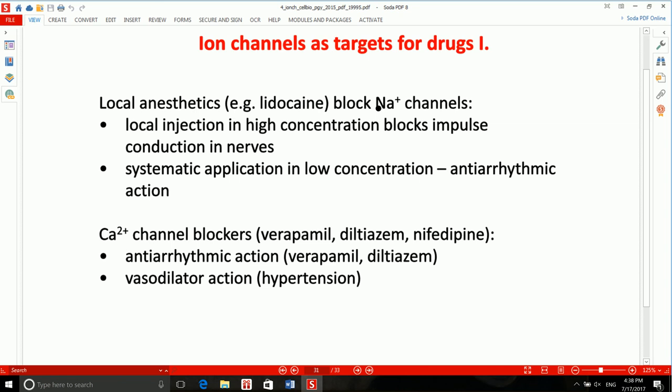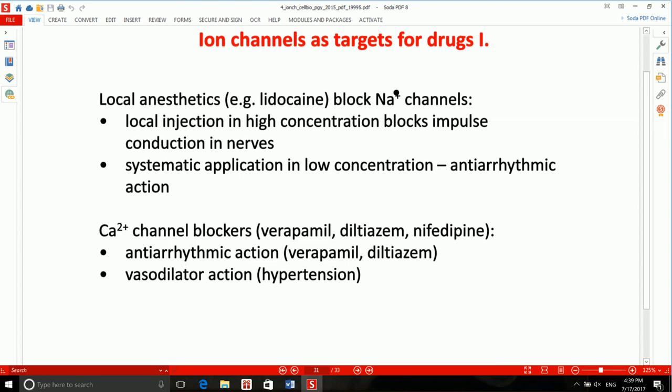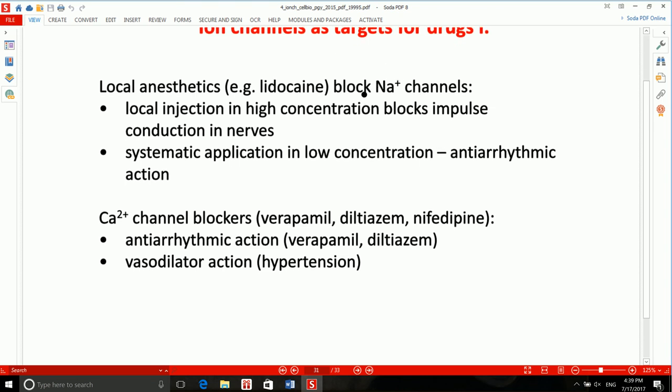So when you go to a dentist and he uses anesthetics, it makes the sodium channels in that area blocked. And so neurons cannot be activated. The action potential will not occur, so they won't send pain signals. Another use of these sodium blockers is antiarrhythmic action for heart muscle cells, for which calcium channel blockers are also used.